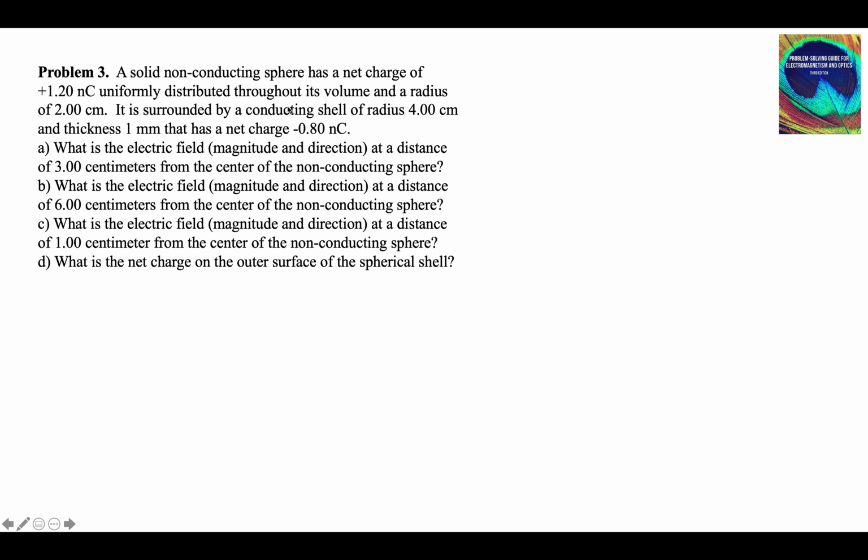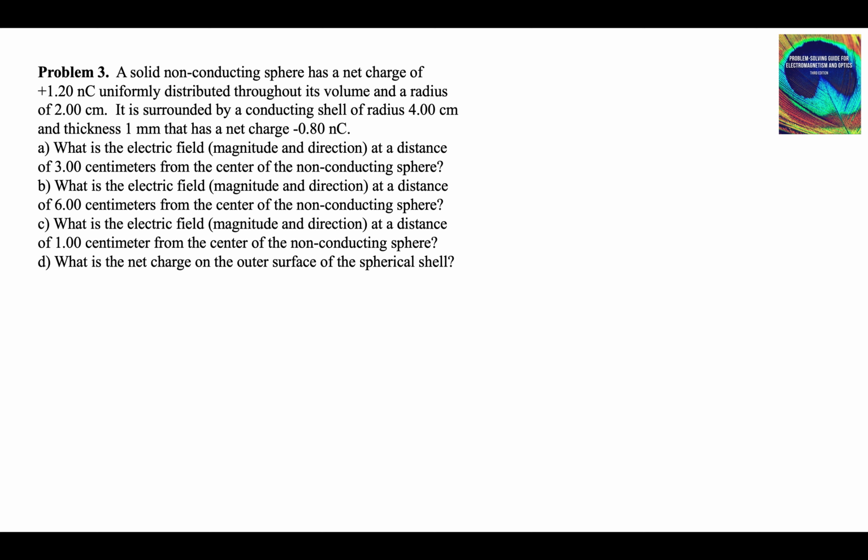It is surrounded by a conducting shell of radius 4 centimeters and thickness 1 millimeter that has a net charge of minus 0.8 nanocoulombs. So minus 0.8 on the shell, plus 1.2 on the non-conducting sphere. A, what is the electric field at a distance 3 centimeters from the center of the non-conducting sphere? B, what is the electric field at a distance of 6 centimeters? Part C, what is the electric field at a distance of 1 centimeter? And part D, what is the net charge on the outer surface of the spherical shell?